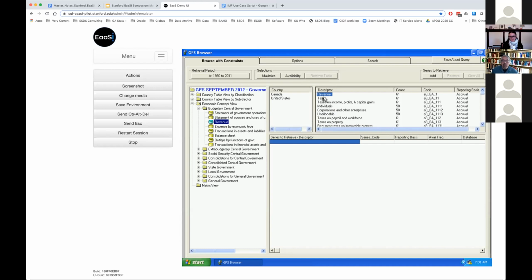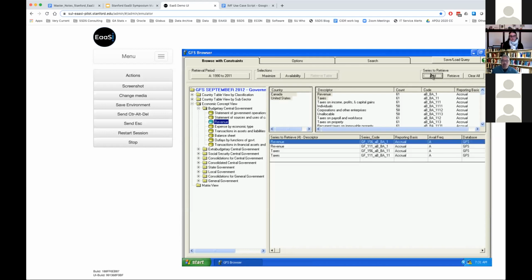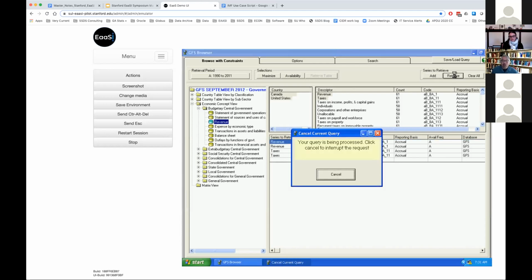So what I will do now is select those 2 time series. I'll select the 2 countries I want to extract data from, all the time series that the GFS database has, and then I'm going to add it as series that I want to retrieve. And now you can see down at the bottom, these are the 4 time series, 2 for Canada, 2 for the United States, that are ready to be retrieved. So when I'm ready, I will click the retrieve button.